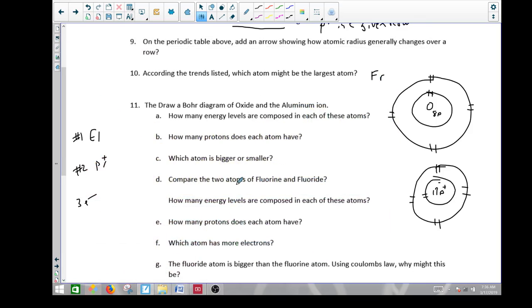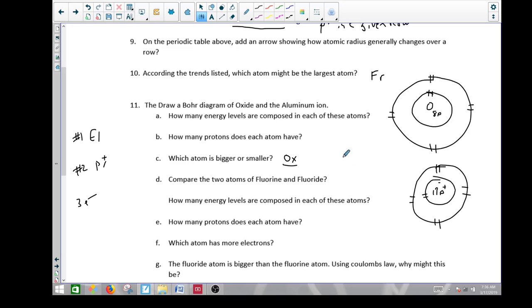All right, so now we go to protons. Well, the aluminum has more protons, just pulling them in tighter according to Coulomb's law. So who is bigger? Aluminum is smaller, oxygen's bigger. Less protons, less Coulomb attraction. Again, you can't just say less protons. Compare the two atoms of fluorine and fluoride.